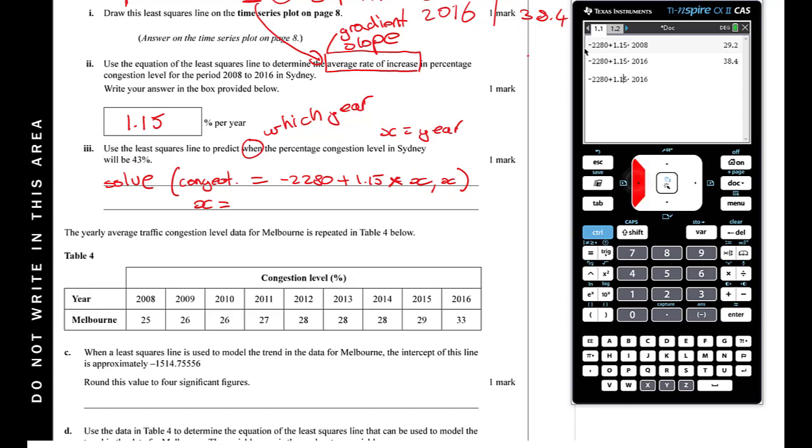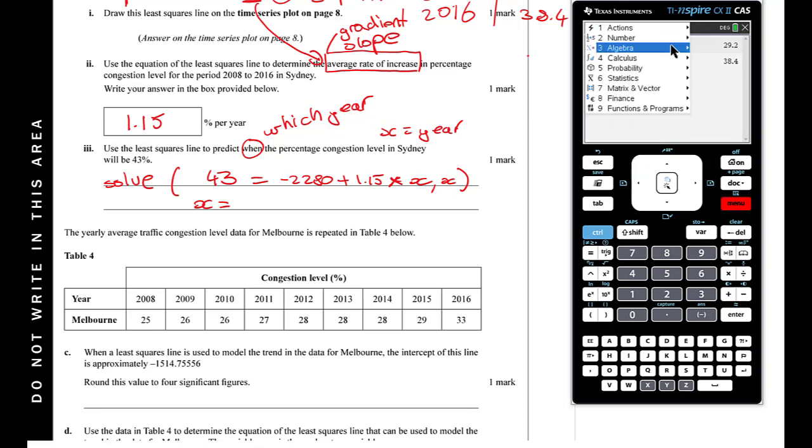Okay, so I'm over on the calculator now. What was it? Congestion was, and I replaced the congestion here. It says the congestion will be 43, so this is going to be 43 here. I'm going to have solve. So this is where I go up to menu, algebra, solve. To be honest, I sometimes just type it out because it's sometimes easier.